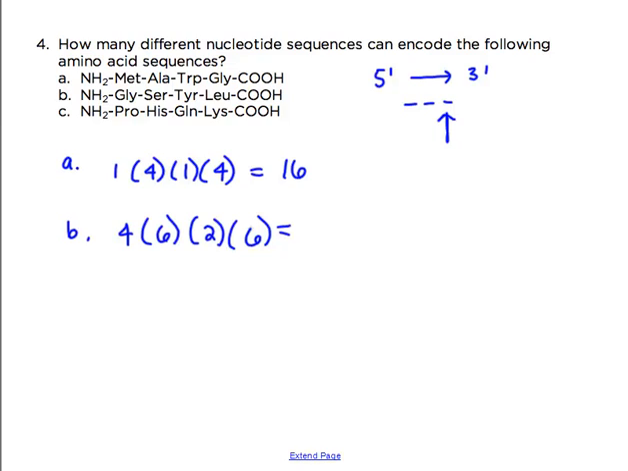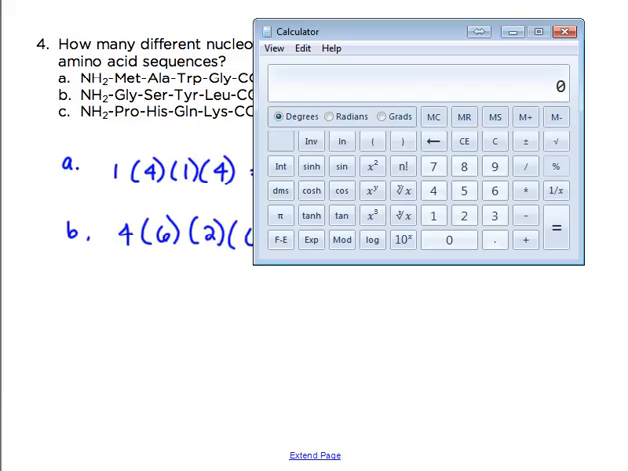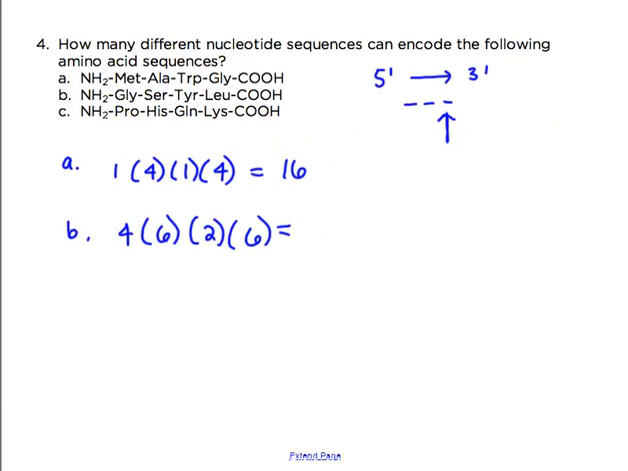So when you multiply this across, let's take out the calculator for this one. You have 4 times 6 times 2 times 6, and that equals 288. So there's 288 different possible nucleotide sequences that can encode this amino acid sequence.